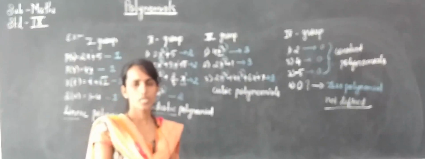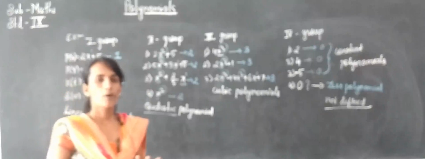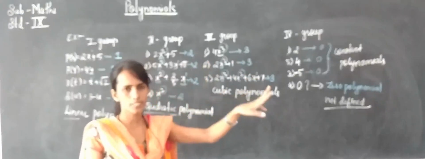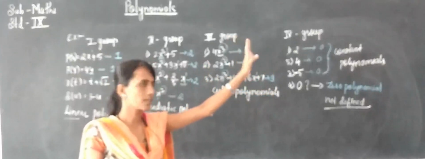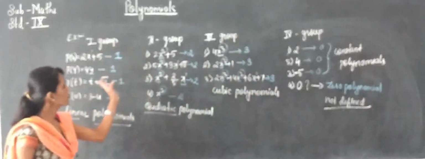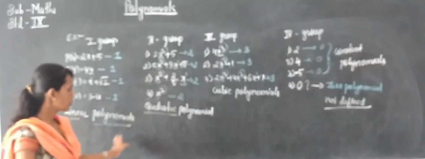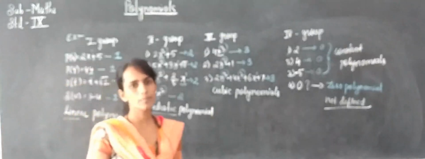So these are the linear, quadratic, cubic, constant polynomials and the zero polynomial, whose degree is not defined. The zero polynomial is only 0. Except for 0, whatever constant terms there are, such as 2, 3, 4, minus 6, minus 10, we get as constant polynomials. The other terms give linear, quadratic and cubic polynomials.